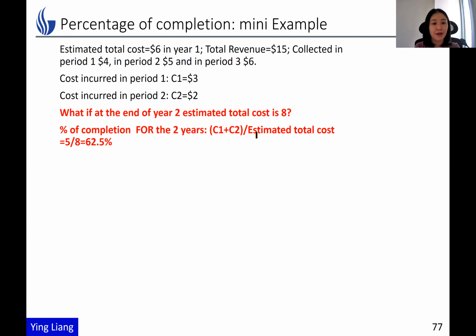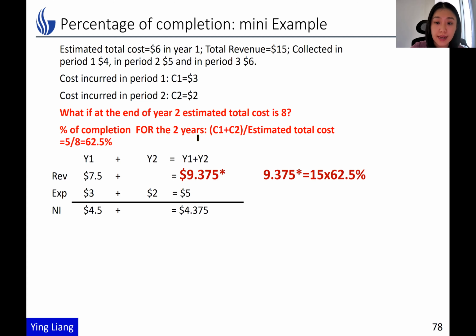Now, first step. We need to calculate the total for 2 years. So we're gonna use $3 in year one, which is the cost C1, plus C2, which is $2. And then we're gonna divide it by the new estimated total cost, which is now $8. So I use 3 plus 2, which is 5, divided by 8. So the total percentage of completion for 2 years is 62.5%.